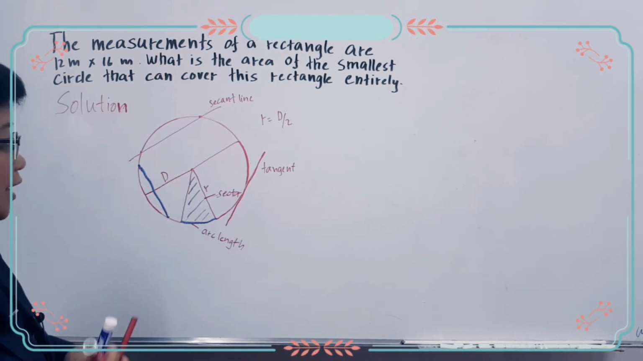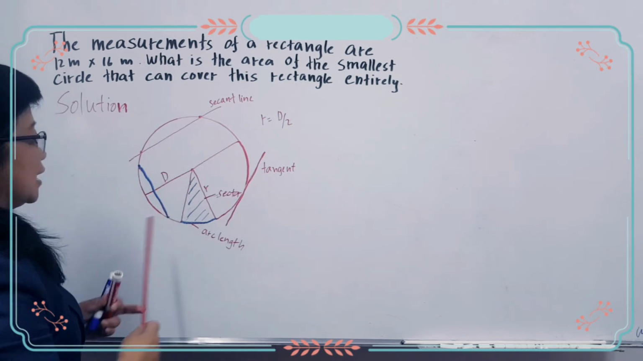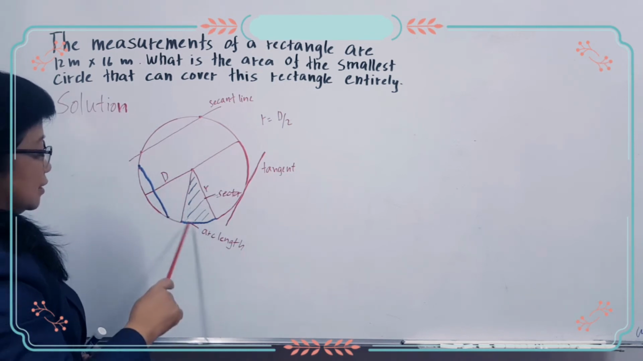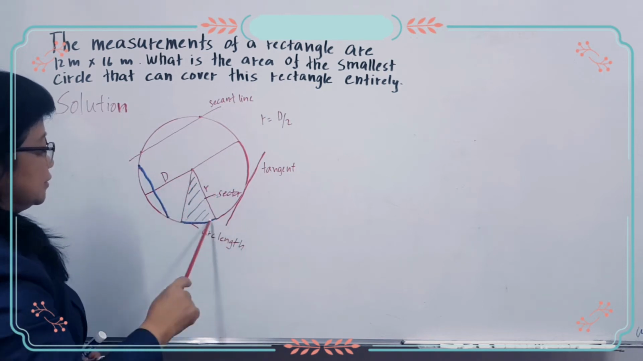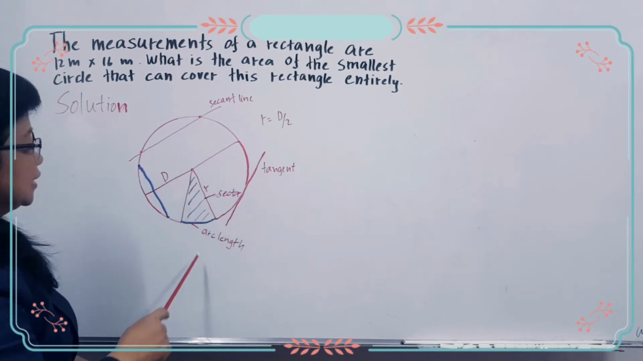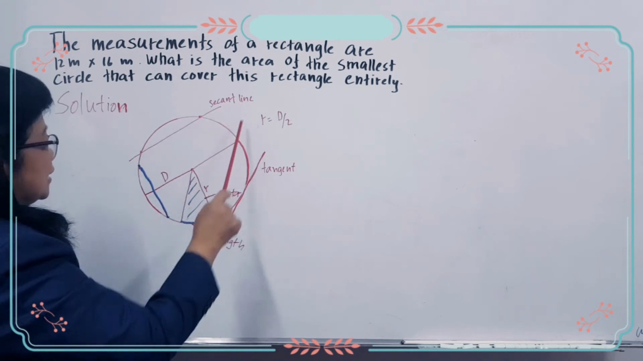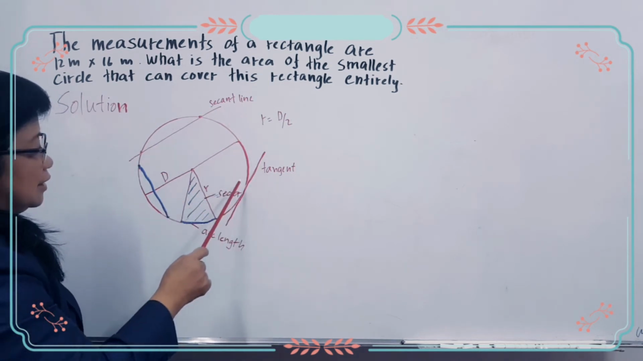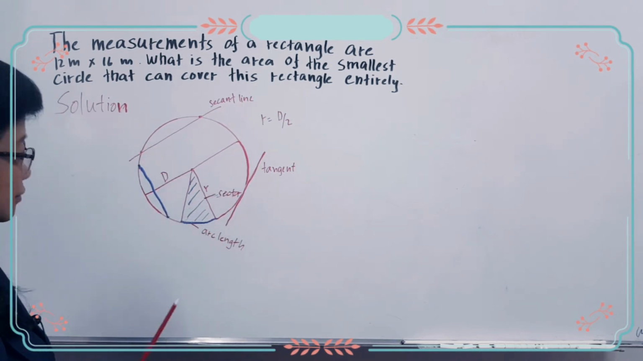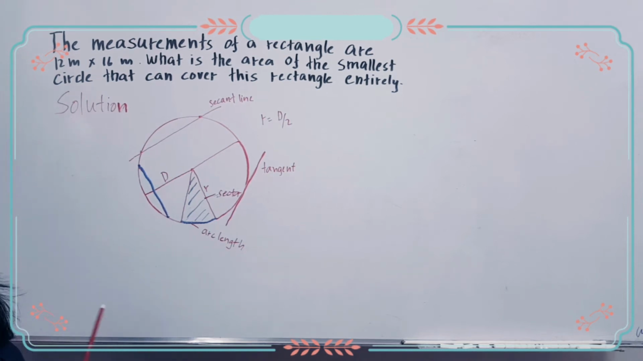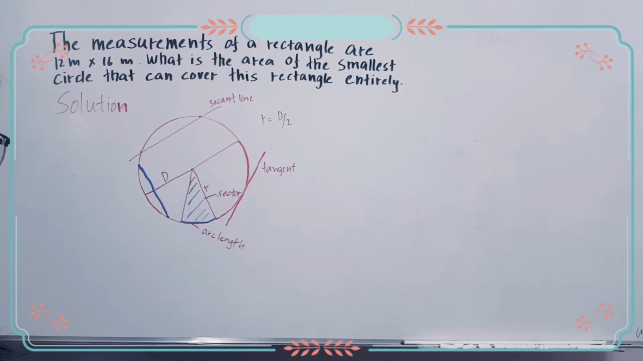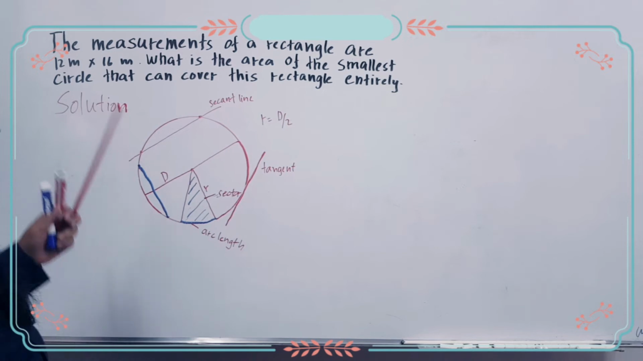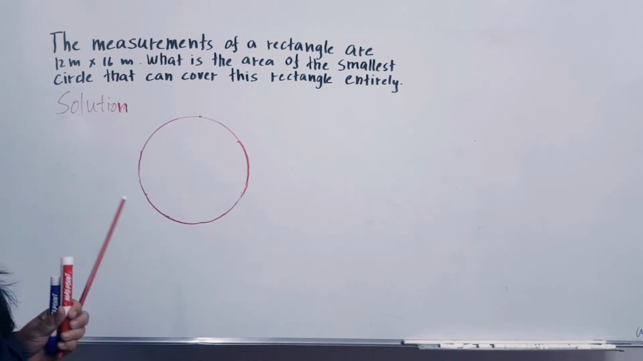So here we are. The circle has this arc length, the chord, the diameter, the radius, the sector of a circle, the secant line, and we have the tangent line. Now, we have to proceed to solve the problem. Here it is.